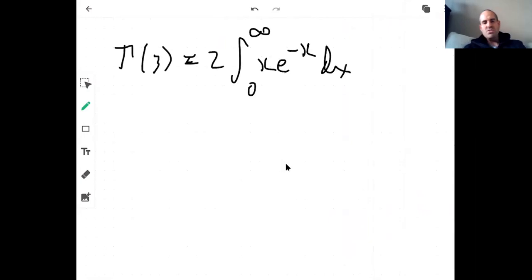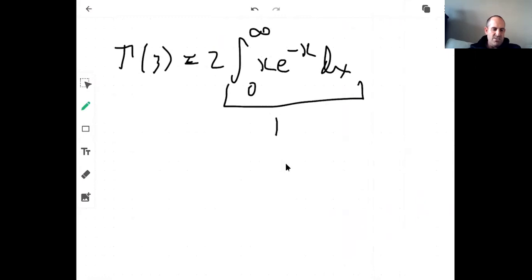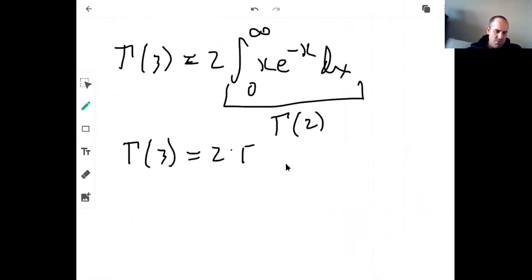And don't forget what we just did a few minutes ago. That is this guy right here. That's just gamma of 2. So gamma of 3 in the end ends up being 2 times gamma of 2, which is 2.